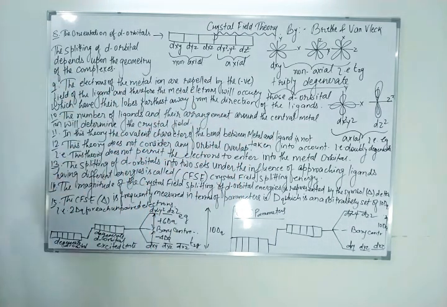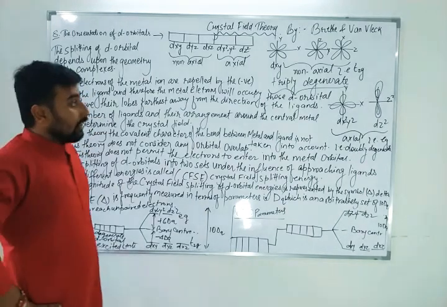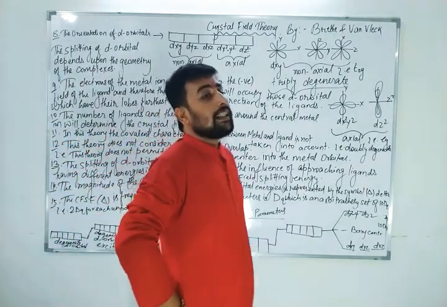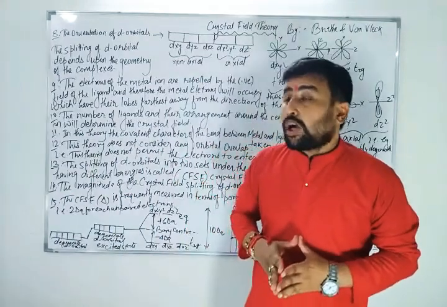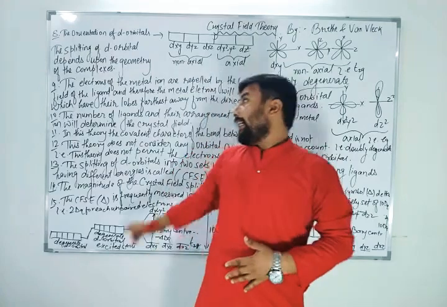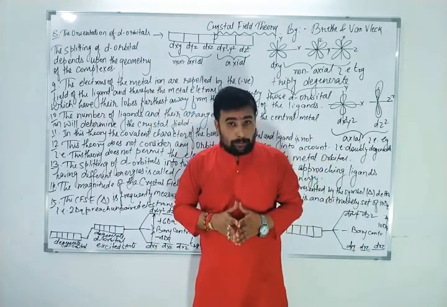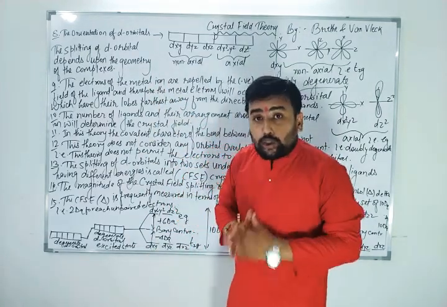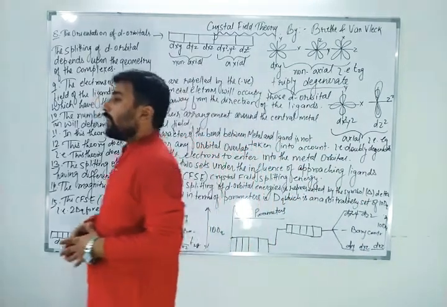Now let's come to the splitting of d orbitals, which depends upon the geometry of the complex. The question is a very nice one: which type of splitting of d orbitals will happen, and where will the electrons go, in the axial or non-axial? It depends upon the geometry of the complexes. Let's read the 9th postulate.